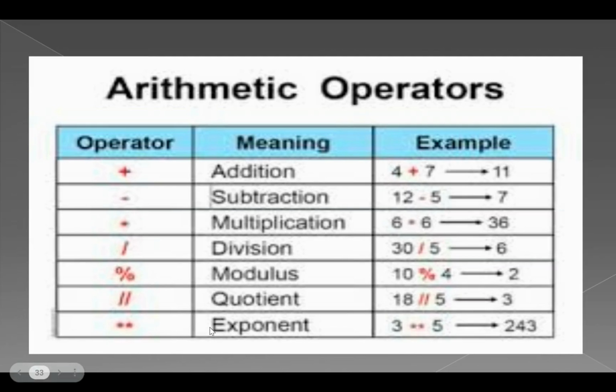Double slash also gives the quotient, and double asterisk is used for exponent. Whenever you want to show anything in the power, like 4 to the power 3, 2 to the power 4, we have to use this double asterisk sign. Okay, so these are all your arithmetic operators.